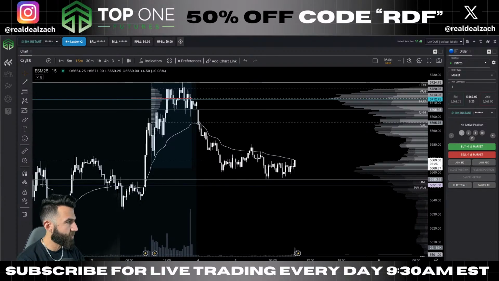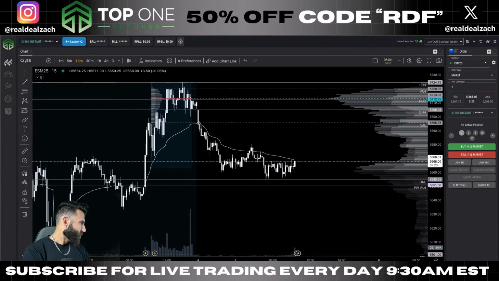I'm checking Bookmap over on the side here. Just wanted to make sure I'm not getting ready to see anything too crazy. No, we're looking okay. Looking okay on Bookmap, which we'll take a look at together in a moment.